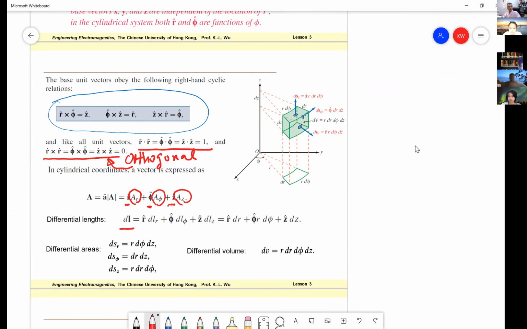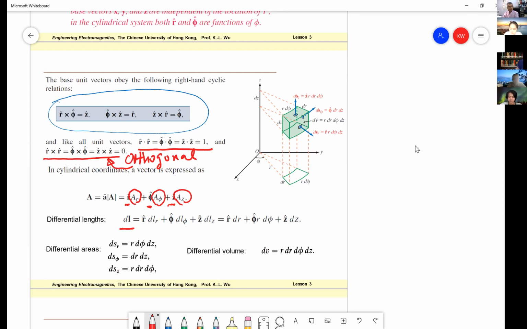Now we should appreciate, after we finish assignment one, that the differential length is a very useful quantity, right? We use differential length to define a normal direction of a surface. We can use differential length to define differential area, and then we can define differential volume in an orthogonal coordinate system. So if you ask me, what is the first principle? Differential length is the first principle, right?